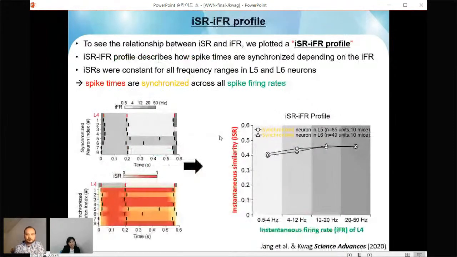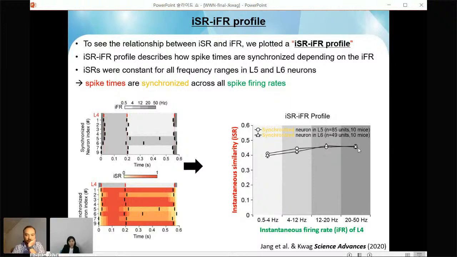This sounds all complicated, but so far we have only isolated the whisker responsive neurons that are excitatory and that also have high spike time coherence, so they are synchronized. And within the synchronized neurons, we're analyzing how spike times and firing rates are changing. In order to quantify this much better, we came up with a new plot, which we call the ISR-IFR profile. Here, the x-axis is the instantaneous firing rate of the layer 4 input, and the y-axis is the instantaneous similarity, called ISR. So this is ISR as a function of IFR, and you can see for different frequency ranges how the spike times are similar for the synchronized neuronal pairs in layer 4 and layer 5, and layer 4 and layer 6.